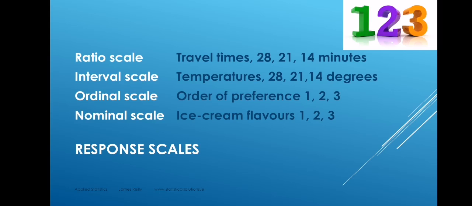You might want to ask about, let's say, outdoor temperatures. For one respondent it might be 28, for another it might be 14. Now these numbers are not on a ratio scale. This is called an interval scale. We cannot say that 28 degrees is twice as hot as 14 degrees because the zero on the temperature scale is not a real zero because there are temperatures lower than that. But we can say that the difference between 14 and 21 degrees is the same as the difference between 21 and 28 degrees. So we say that this is an interval scale.